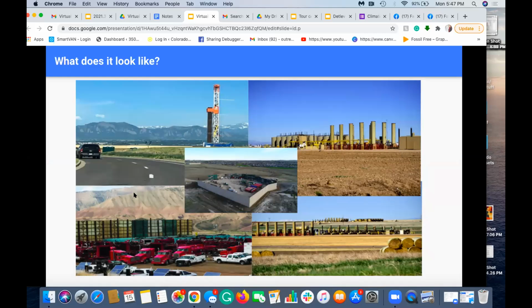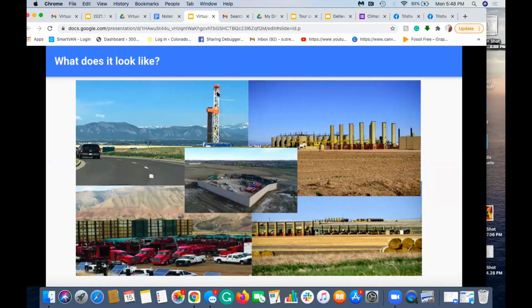If you're driving around Colorado, fracking can look a lot of different ways. Most people think that the traditional pump jack oil rigs that you see that move up and down are what fracking is, but that's actually traditional oil and gas drilling. When you're seeing fracking, it can look a variety of different ways in Colorado, so definitely be keeping an eye out for all of these phases.